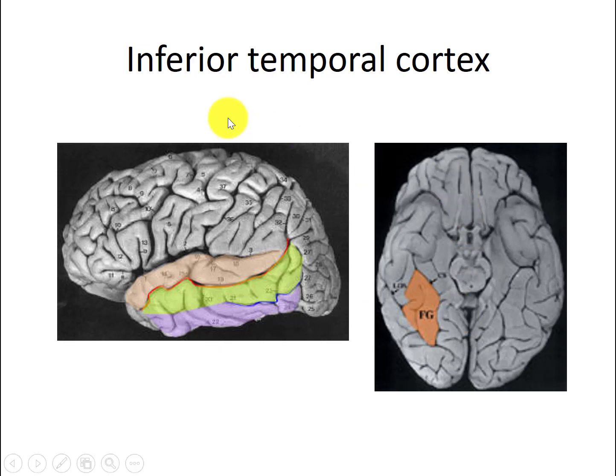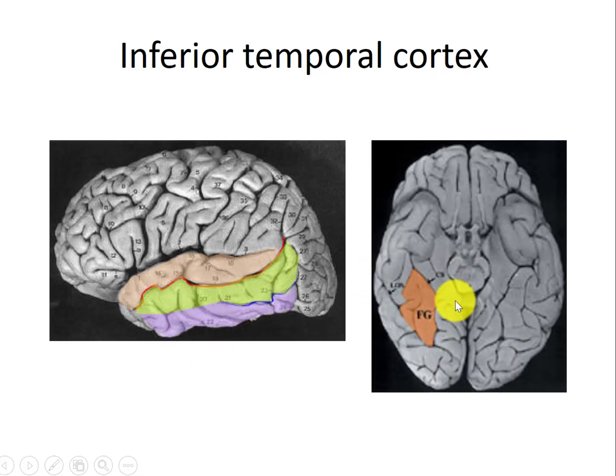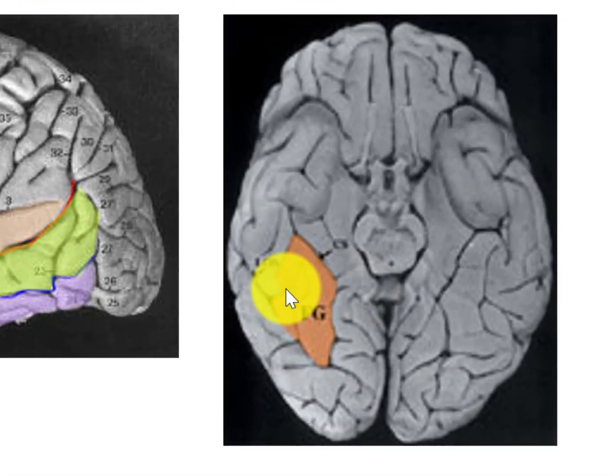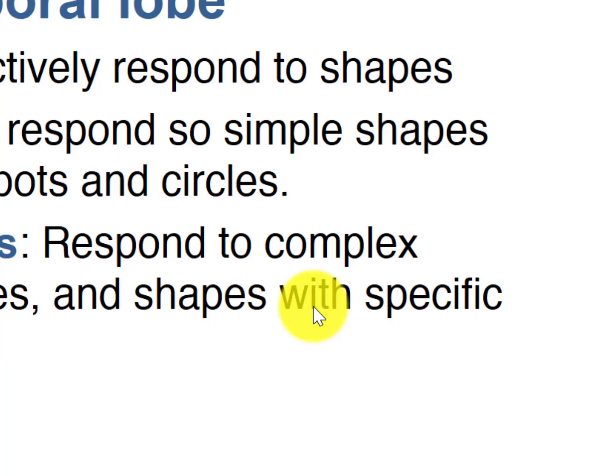So let's go down into the inferior temporal lobe. There's an area of the inferior temporal lobe that has a lot to do with objects of vision. There's one called the fusiform gyrus, FG, which has a lot to do with images of shapes and faces.